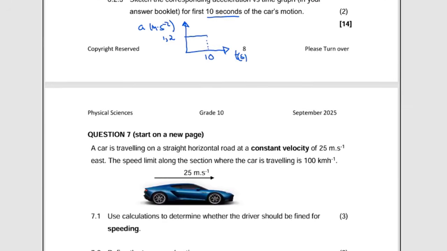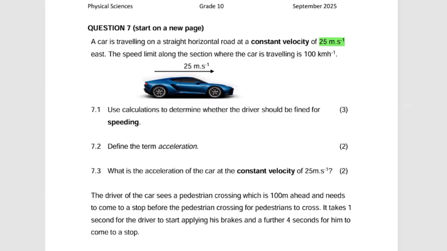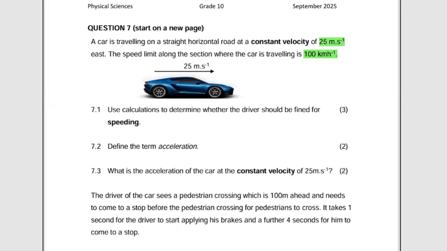Then I proceed to the final question, which is question number 7. It says here, a car is traveling on a straight horizontal road at a constant velocity of 25 meters per second east, right? The speed limit along the section where the car is traveling is 100 kilometers per hour, and then use calculations to determine whether the driver should be fined for speeding, right? So we are supposed to convert. I'm going to convert this 100 kilometers per hour to meters per second, and then compare it with 25, right? For me to convert that one, I'm going to say 100 divided by 3,6, right?